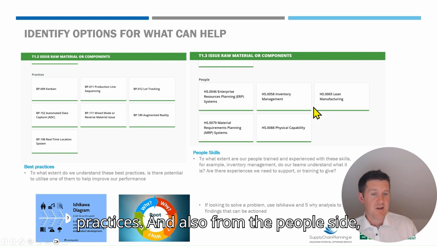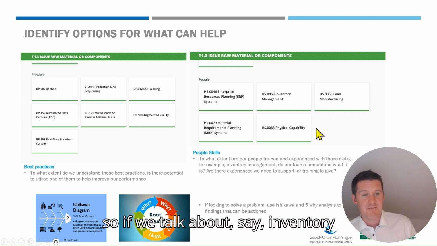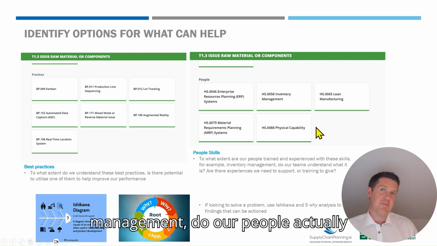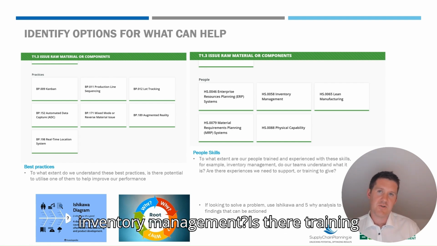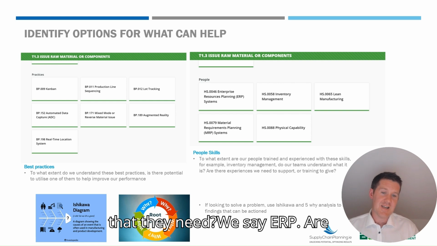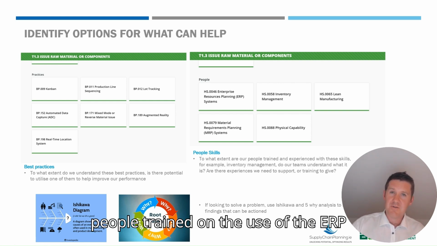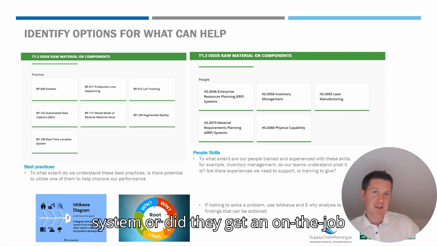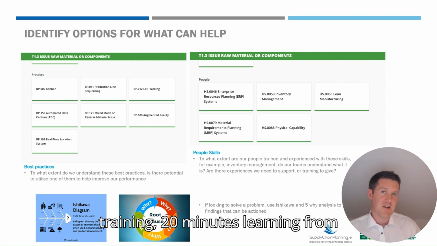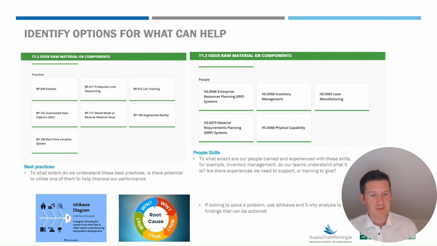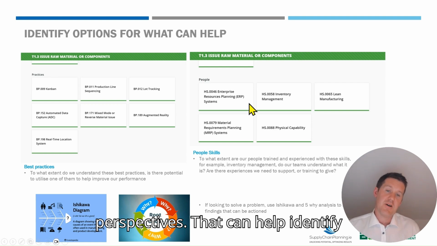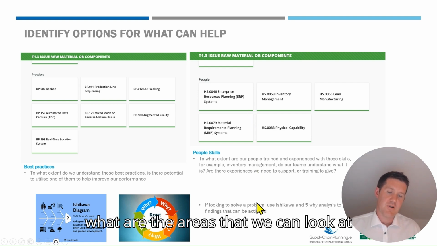And also on the people side, so if we talk about, say, inventory management, do our people actually understand the process? Do they understand inventory management? Is there training that they need? We say ERP. Are people trained on the use of the ERP system, or did they get an on-the-job training, 20 minutes, learning from somebody who has bad practices? So again, you can see all these different perspectives that can help identify, well, what are the areas that we could look at.